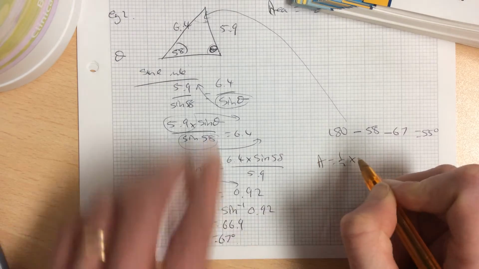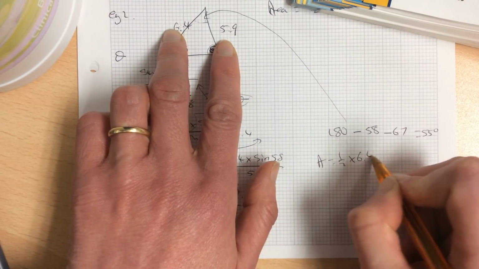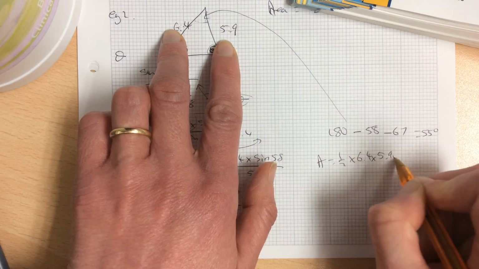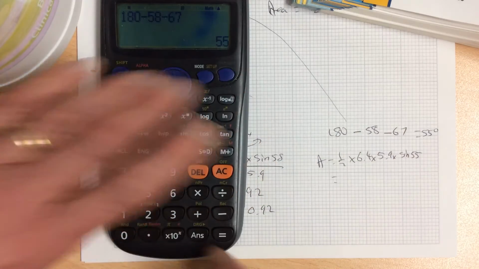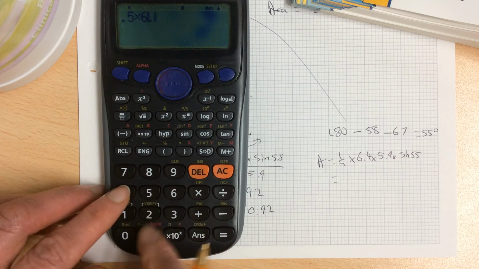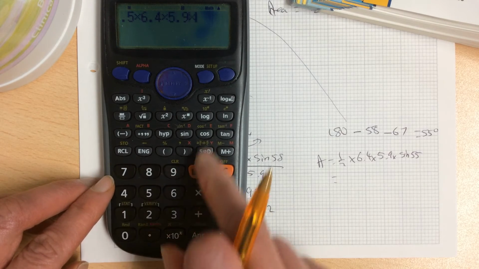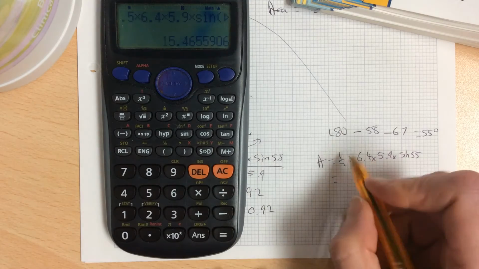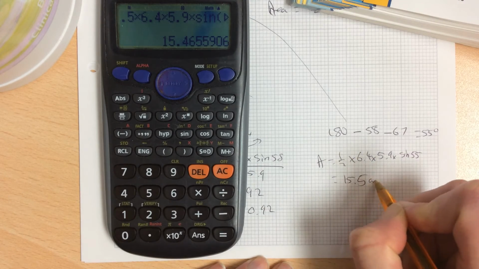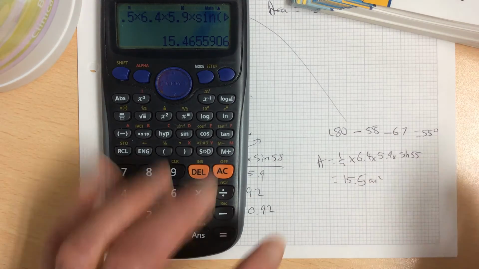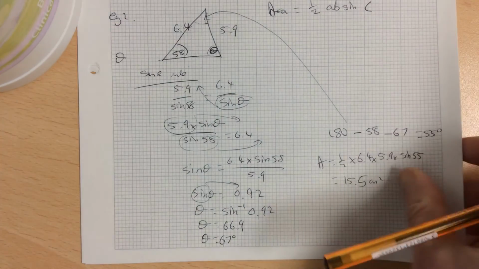So area is a half the two sides times sine the angle between them. Just straightforward in the calculator, half times the two sides times sine the angle between them. Gives you 15.5 centimetres squared. Okay, I think we'll try one more before we practice this with an exercise.